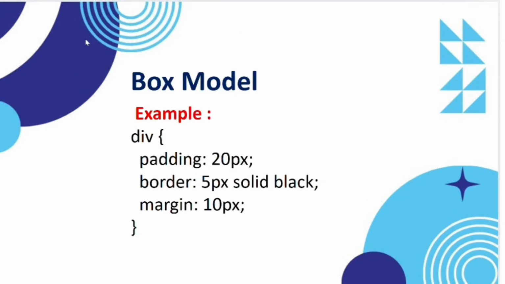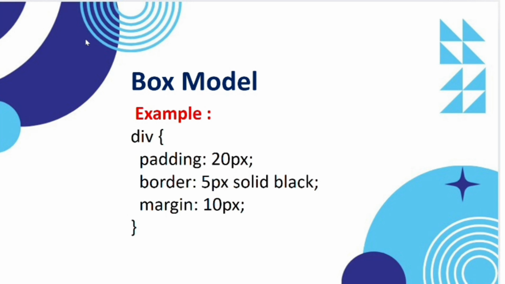Let's see one example. In this example, the padding adds 20 pixels of internal space and the border is 5 pixels thick and the margin separates these elements from others by 10 pixels. Just try it out in your browser and use the developer tools to inspect how the layout behaves. You will see just how much control the box model gives you.